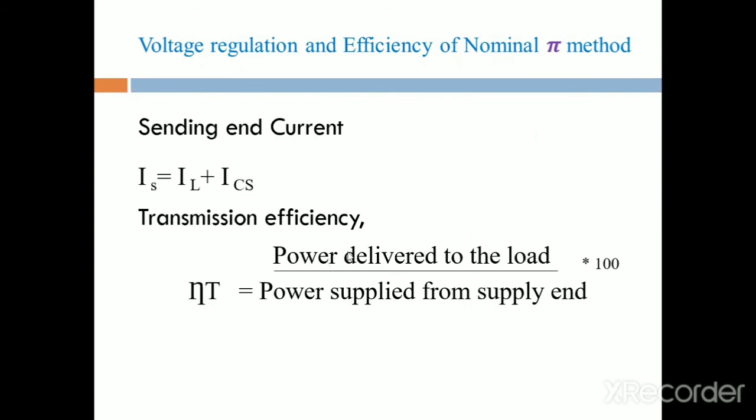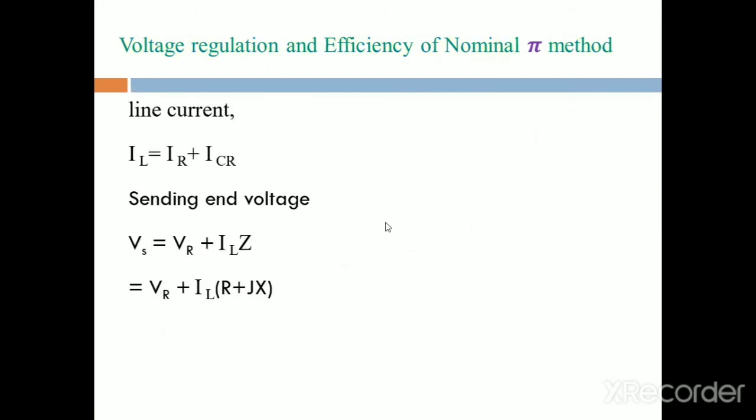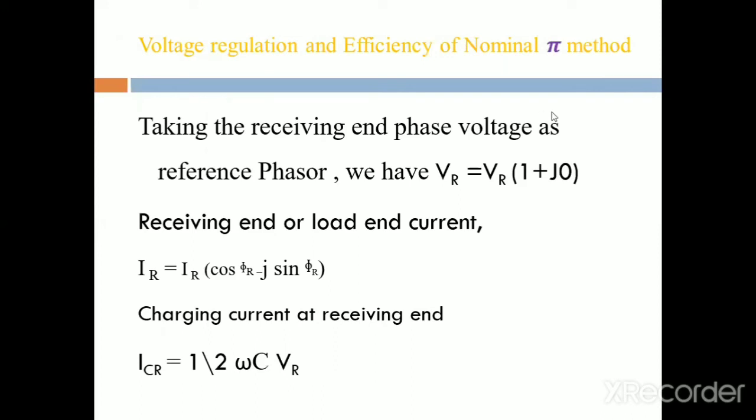That is the power delivered, that means the receiving end power PR. PR is equal to VR IR cos phi R. We already well know the VR and IR formulas. VR is equal to VR into (1 plus j0). IR is equal to IR into (cos phi R minus j sin phi R). These are the formulas for the receiving end voltage and the receiving end current.